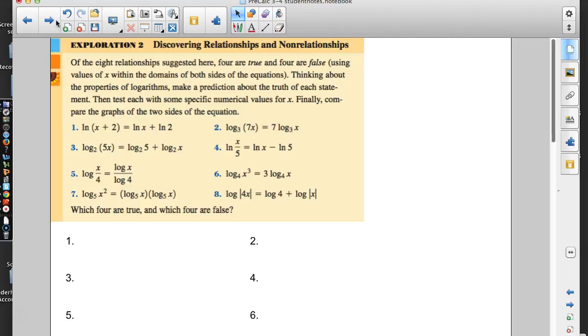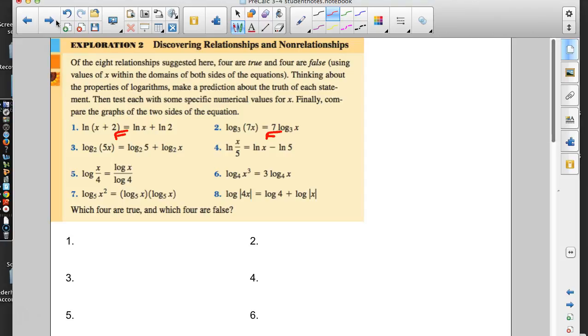Number 1, the natural log of the quantity x plus 2 equals the natural log of x plus the natural log of 2. Good or bad? Bad. This is supposed to be multiplication in order to be addition. That's not working. Look at number 2. Logarithm base 3 of 7x equals 7 logarithm base 3 of x. True or false? Gonna work? Multiplication is supposed to be addition, isn't it? It's not about powers.